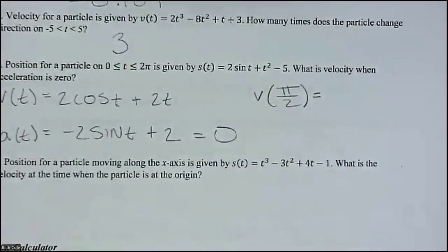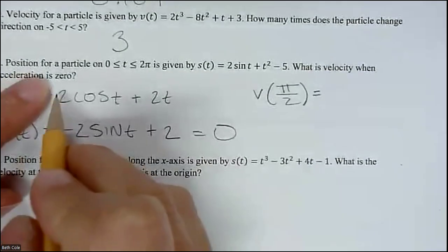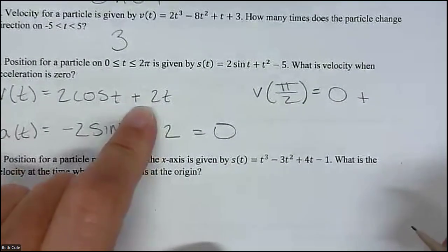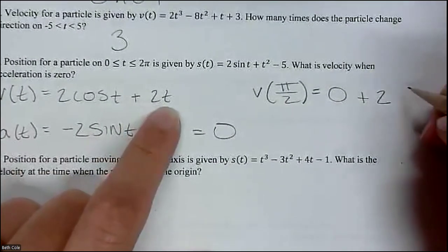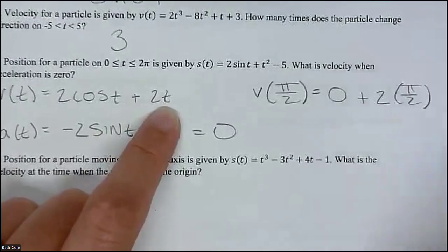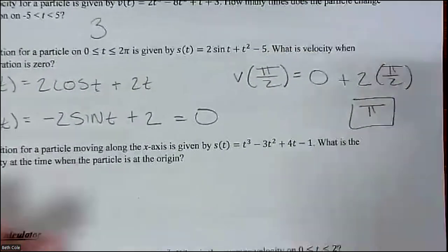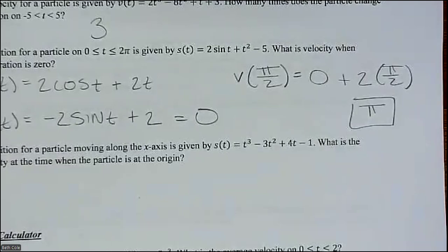Cosine of pi over 2. Where is pi over 2 on your circle? Up. Cosine is the x part of the point, so that would be 0. Times 2 is 0. Plus 2 times pi over 2. So it just ends up being pi because these 2's cancel out. And again, it'll be multiple choice, so you'll be able to pick it.